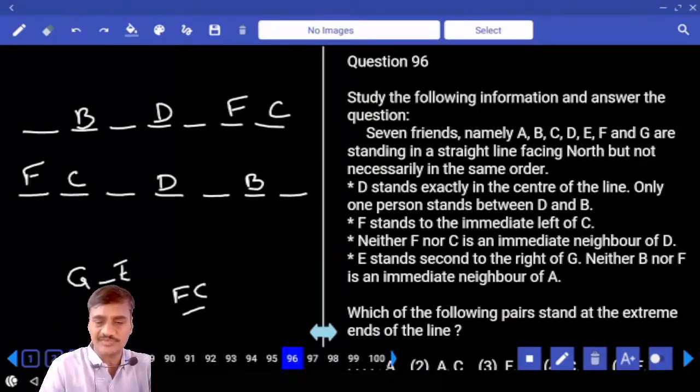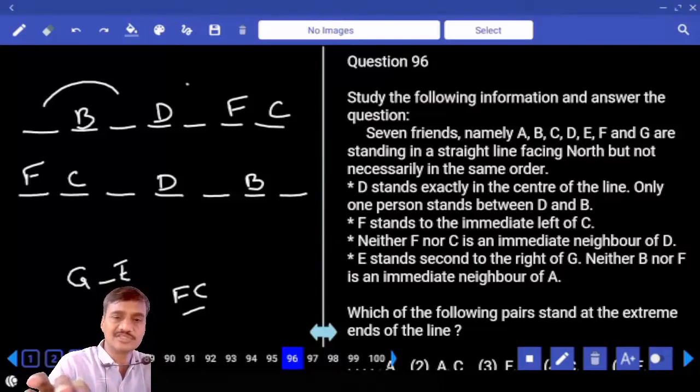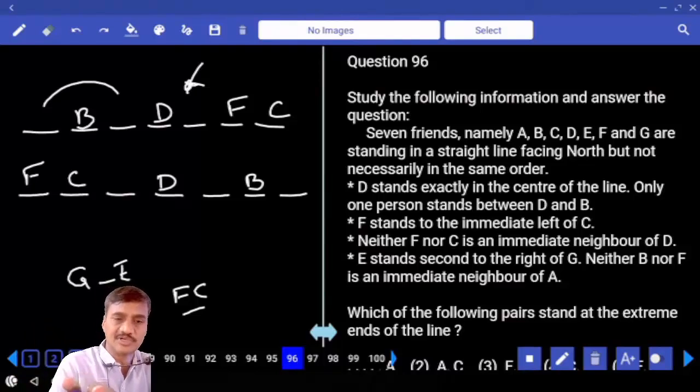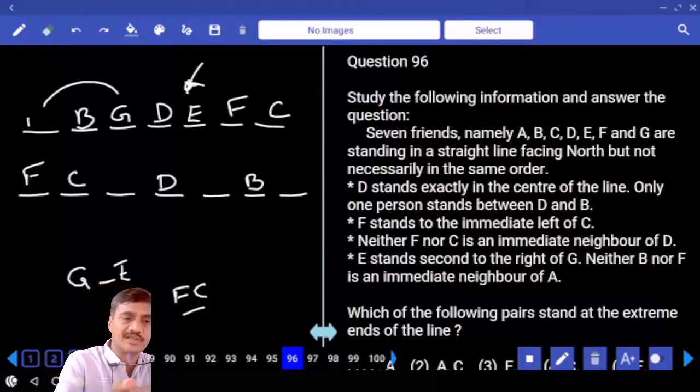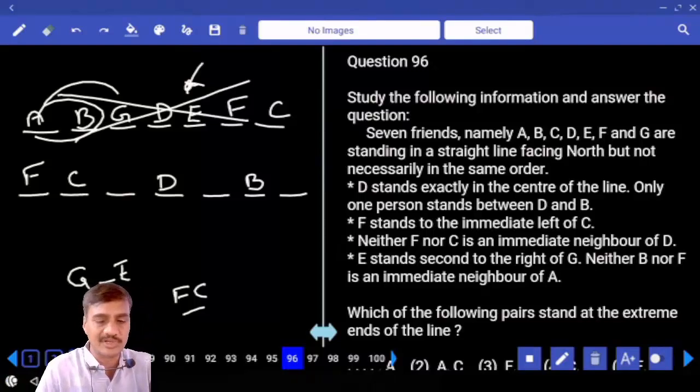Neither B nor F is an immediate neighbor of A. E stands now here. G and E were like this. If G and E were like this, A will be here. Now if A is here, neither B nor F is an immediate neighbor of A, that information will be false. Because A is here. Hence, what is the possibility we have? G and E. Now if G and E are taken like this, A and B are adjacent, this is also ruled out. This case is completely ruled out.